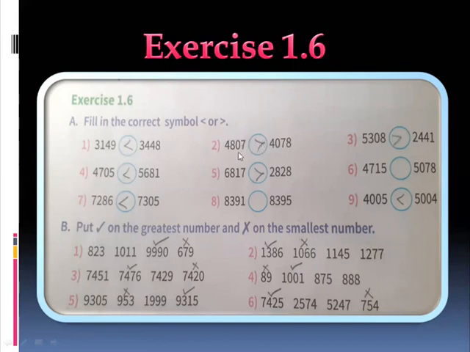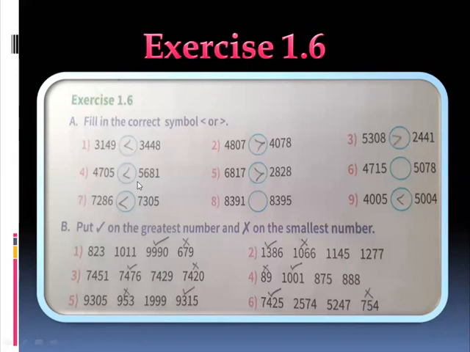First you have to see the first number. If the first number is greater than the second number, here you have to put the greater sign. If the first number is less than the second number, you have to put the lesser sign. Understood now? Greater and less. See, third one, 5,308 is greater than 2,441. Right? Here in the thousands place 5 is there, here 2 is there. So 5 is greater than 2. So this number is greater than this number.